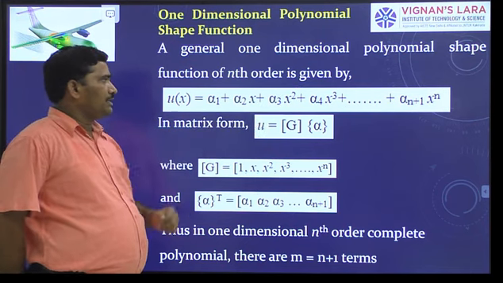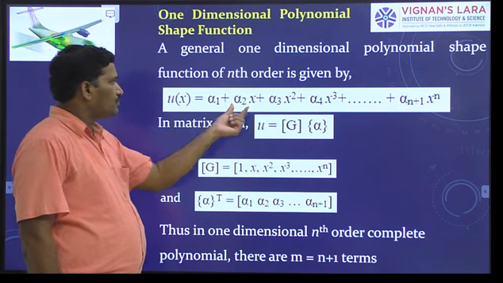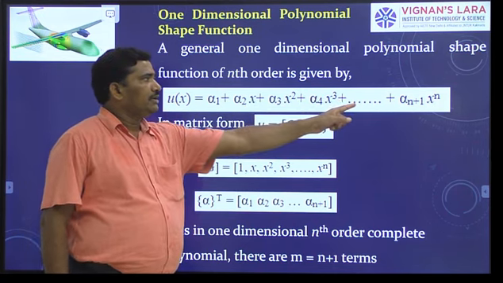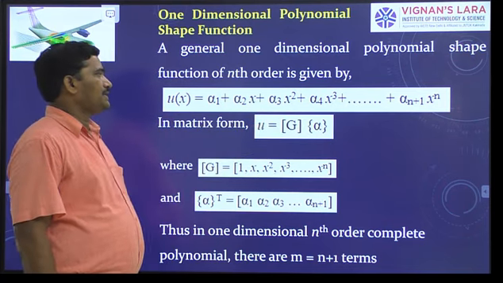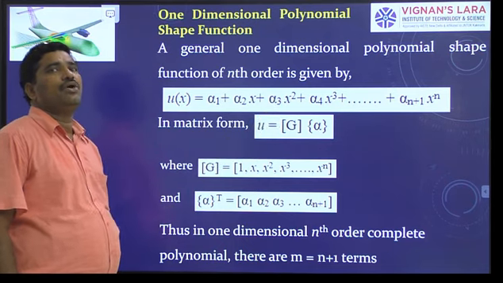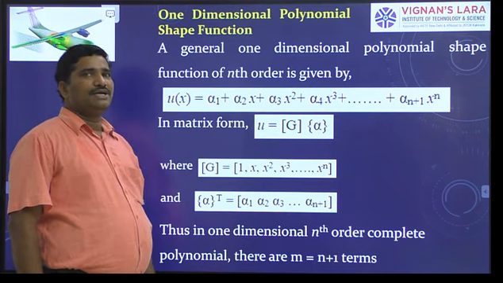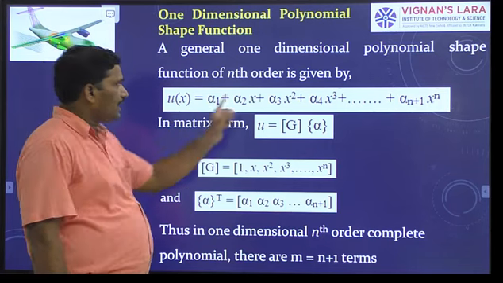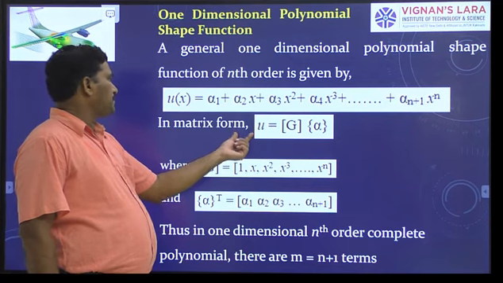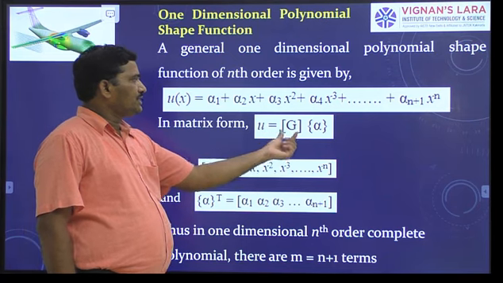So this polynomial, if you observe carefully, we have the coefficients alpha 1, alpha 2, alpha 3, alpha 4 and so on and so forth. The final one is alpha n plus 1. These coefficients are known as generalized coordinates, right? Now, you can write this polynomial as u, where u represents the displacement. You can write in the matrix form as u equal to some matrix G into alpha.